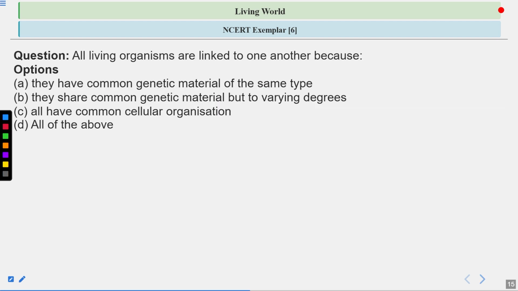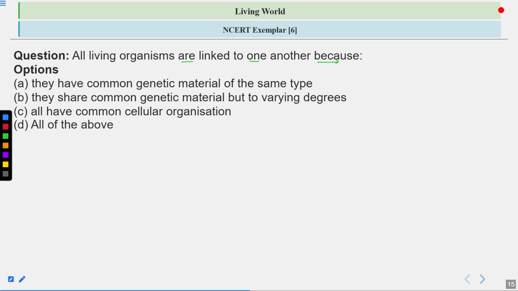Now let's discuss this question. All living organisms are linked to one another because. So what does this mean? This means the living organisms are quite similar to each other. Some have morphological similarities. Okay. Why do they have these similarities? What is the reason for these similarities? Okay. So why are they linked to each other?